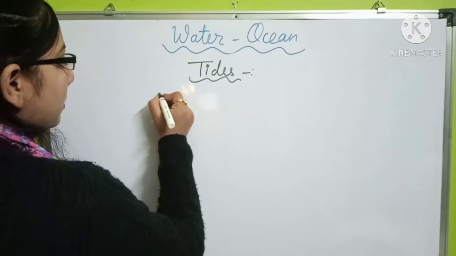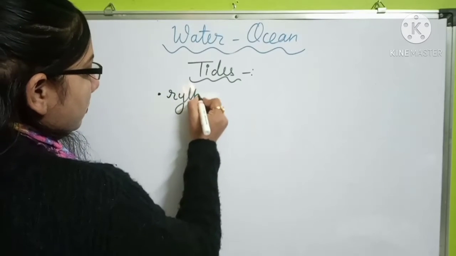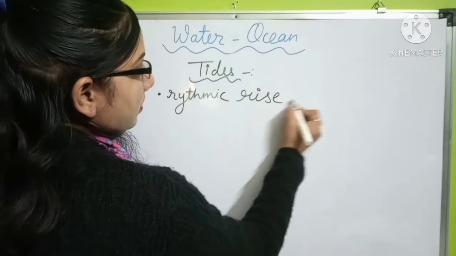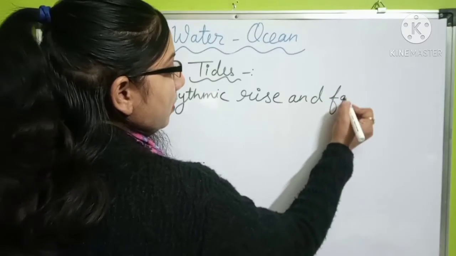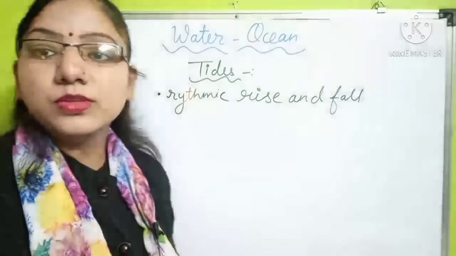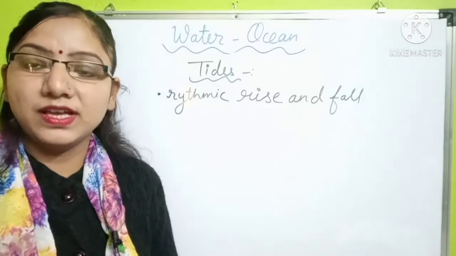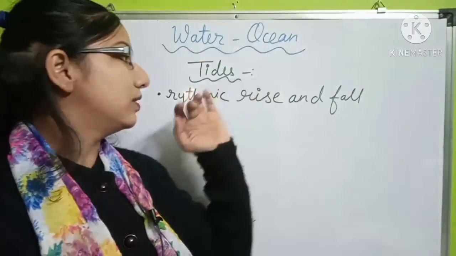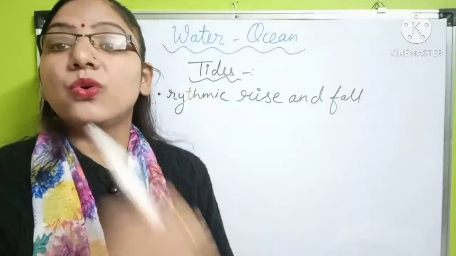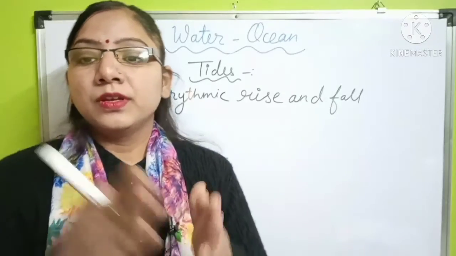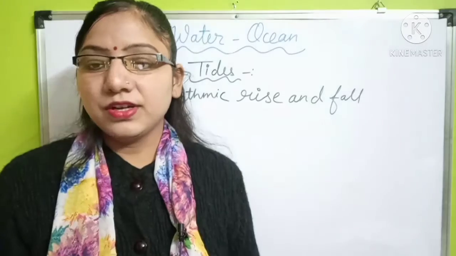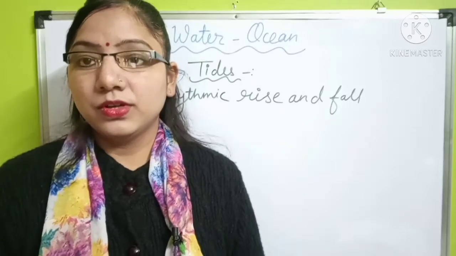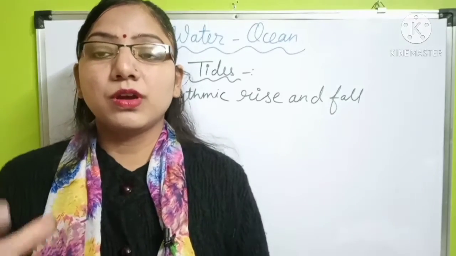So rhythmic rise and fall, or this rise and fall, is known as the vertical movement as well as the horizontal movement of the tides. So the rhythmic rise and fall of the waves or the water in the ocean is known as the tide. And it is occurring due to the gravitational force. Means the tides are generally occurring due to the gravitational force. So how are the tides forming due to the gravitational force?